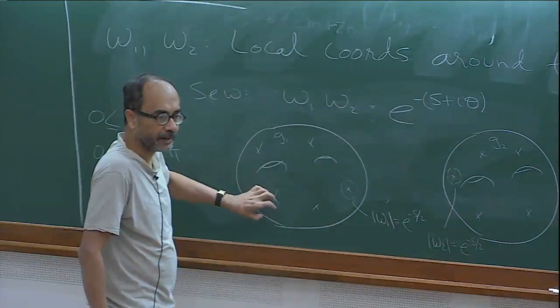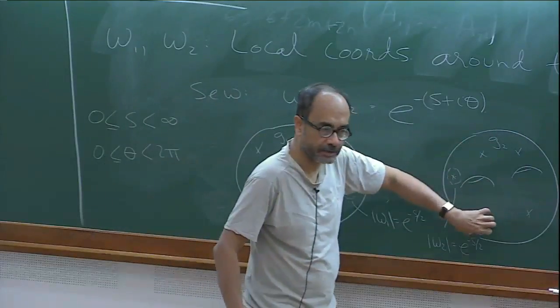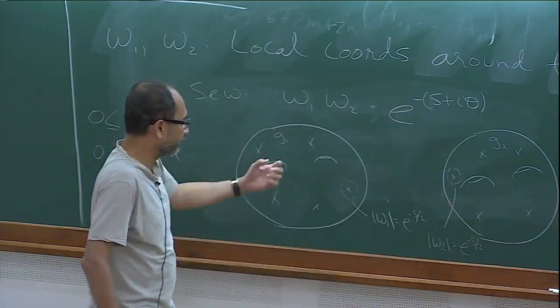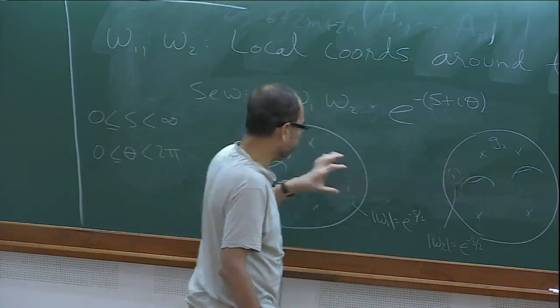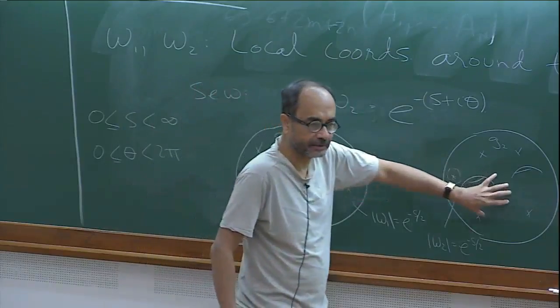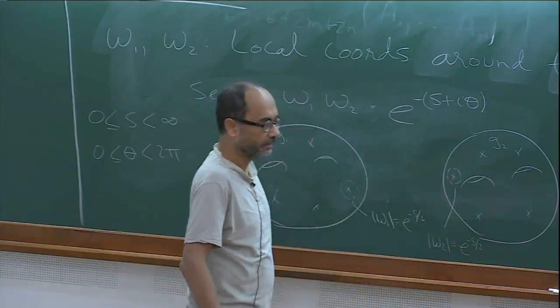Now, this sewing process not only generates new Riemann surfaces, it also generates local coordinates around each of these punctures. Because there are already local coordinates defined around these punctures, it just induces new local coordinates around these punctures, and similarly local coordinates around these punctures. And it also induces picture changing operators on the combined Riemann surface, because these had picture changing operators, these had picture changing operators. So it gives you an arrangement of picture changing operators also on the combined Riemann surface.